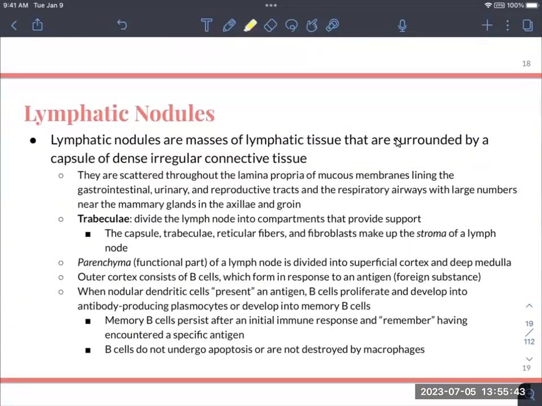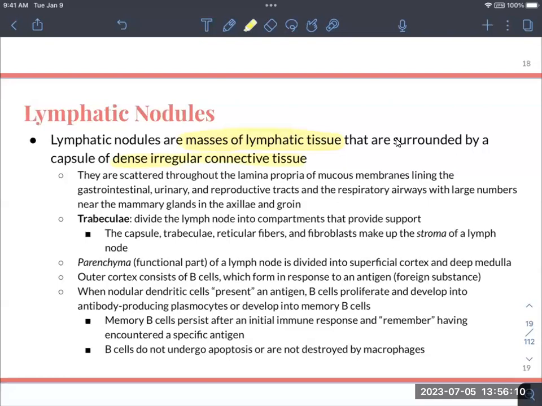Lymphatic nodules are just larger masses of lymphatic tissue. They're not large enough to be considered a lymph node. They don't have the same features as a lymph node does. They're just kind of an enlargement. It has its own capsule of connective tissue around it.